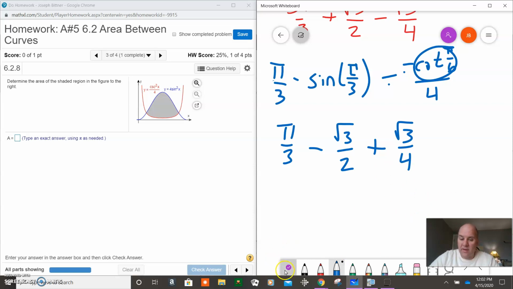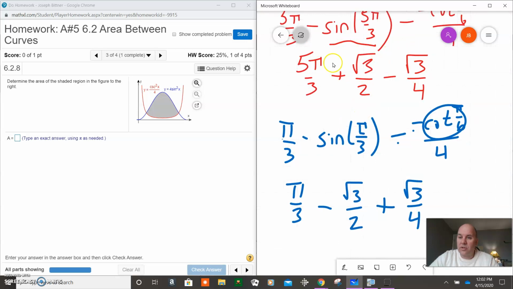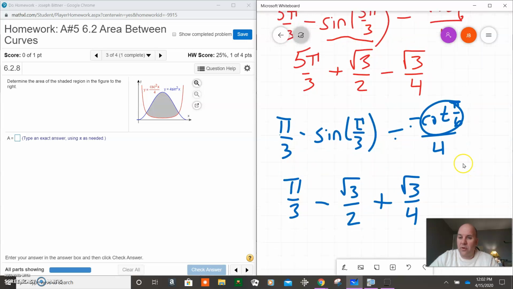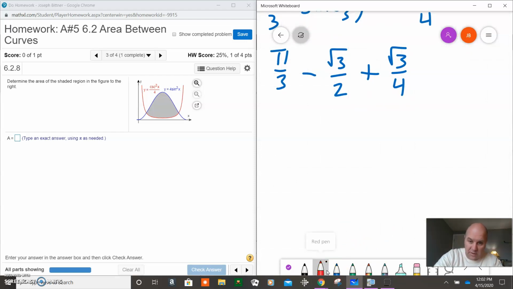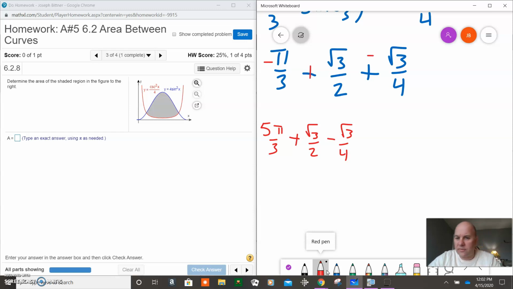Now I have to take this red expression and subtract it from this blue expression. Let me try to keep that all organized, with the red and blue in place as well. So 5 pi over 3 plus square root of 3 over 2 minus square root of 3 over 4. And again, remember I'm subtracting, so I'm going to change all these signs here. So negative pi over 3 plus square root of 3 over 2 minus square root of 3 over 4. Combine like terms, find things I can simplify, and there's not much I can simplify here.